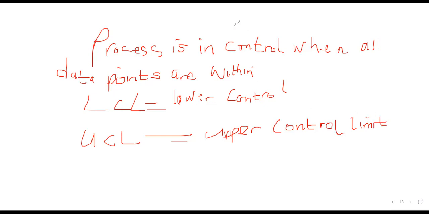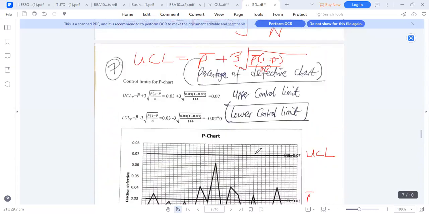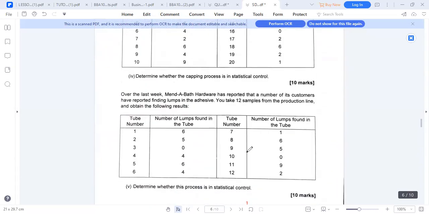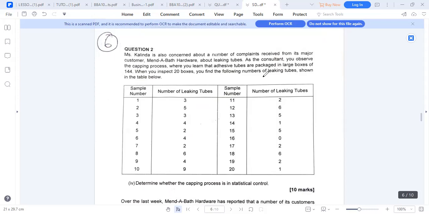All right, so this is what goes on here. All of them came in this question. We have the P chart here, and these are tube numbers. This is for the C chart. Then here we are finding the number, the percentage of defective, the number of leaking. So it's a percentage of defect.